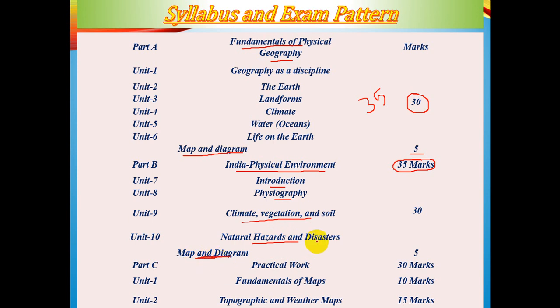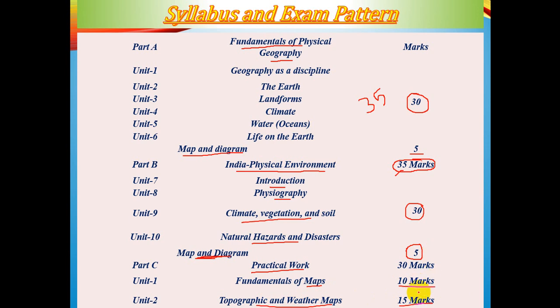It also has the same distribution of marks. The maps and diagrams have 5 marks and the rest, the textual part, has 30 marks, that means 35. So till now we have 35 and 35, that is 70 marks. The remaining 30 marks are for the third book, your practical work. There are basically 2 units in this practical. First is fundamentals of maps, which consists of 10 marks, and the second unit is topographic and weather maps, which consists of 15 marks. So that makes 25.